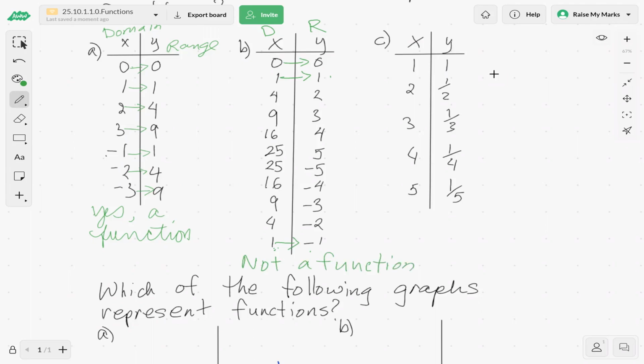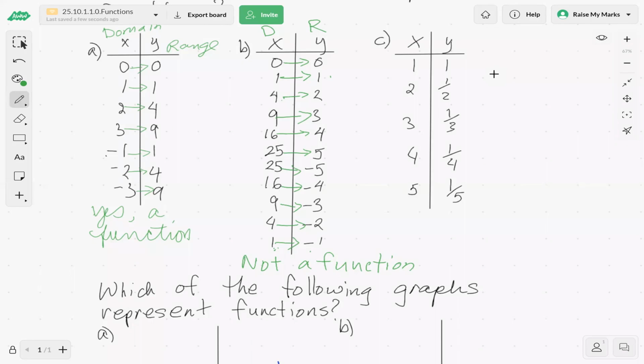Now let's just for fun look at the other values in the domain and see where they map to. So 4 maps to 2, and it looks like 4 maps to -2 as well. 9 maps to 3, but 9 also maps to -3. 16 maps to 4 and also -4, 25 to 5, and 25 maps to -5. So this is definitely not a function. It looks like there are many X values that map to more than one distinct Y value in the range.